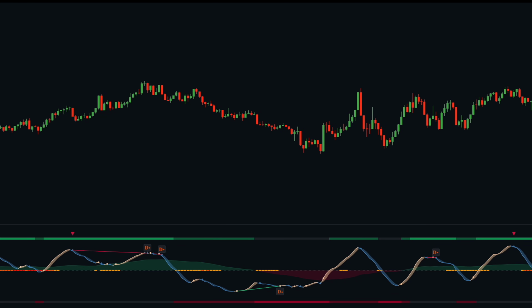Overall, this is a great oscillator to test out. It gives early trade signals, however, I strongly advise to use it in conjunction with price action analysis, like multi-timeframe support and resistance, trend lines, etc.